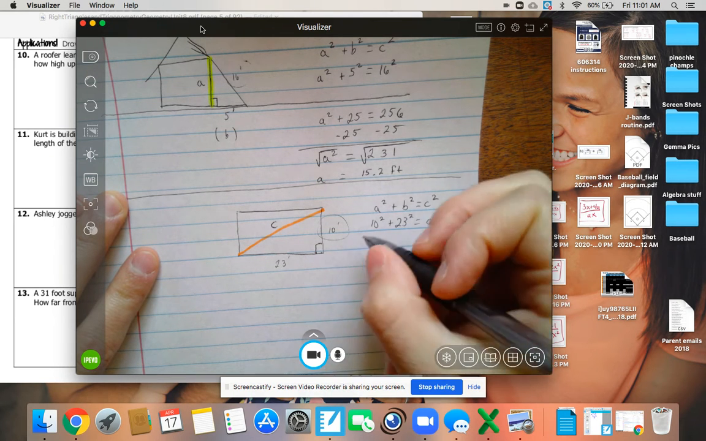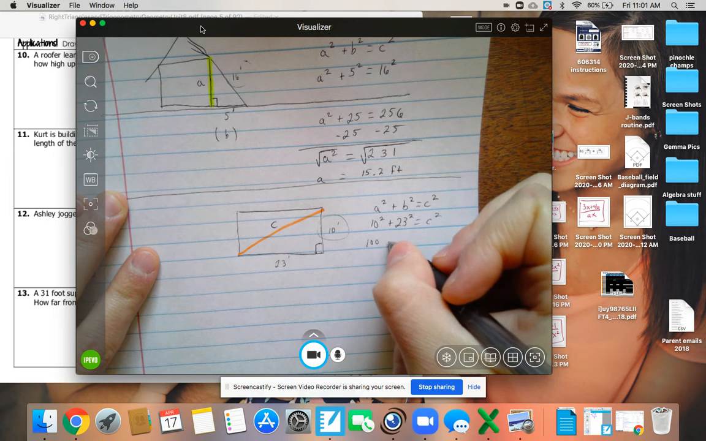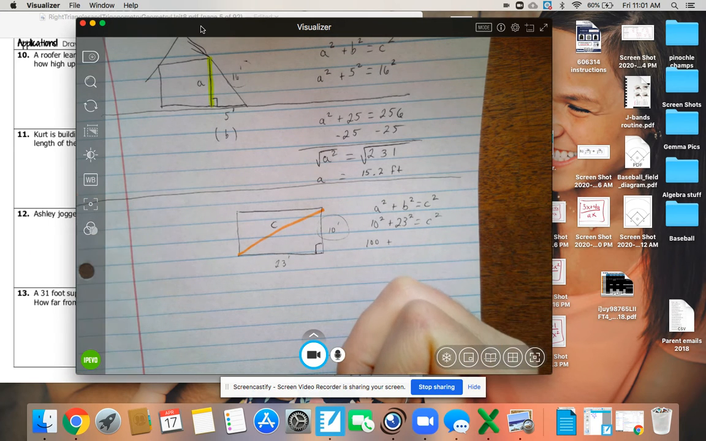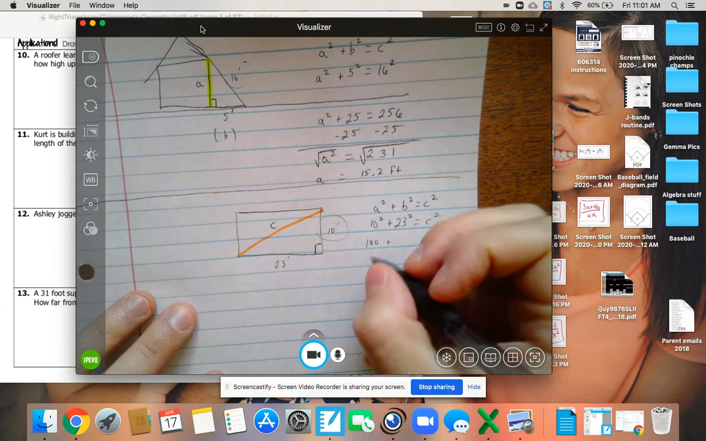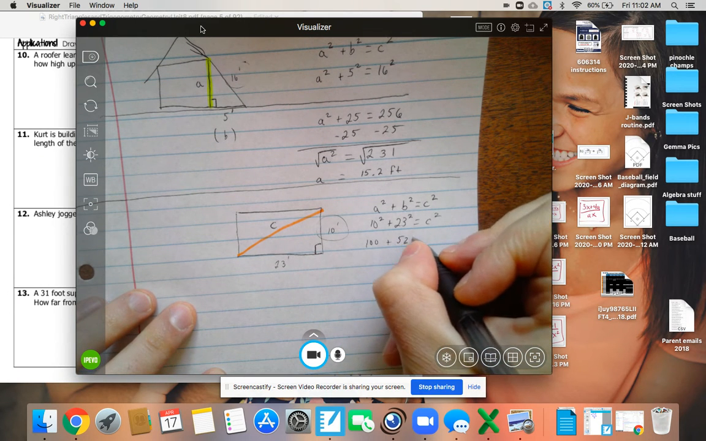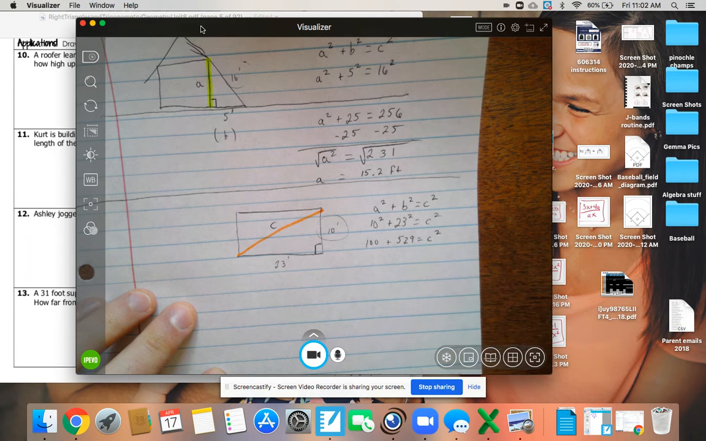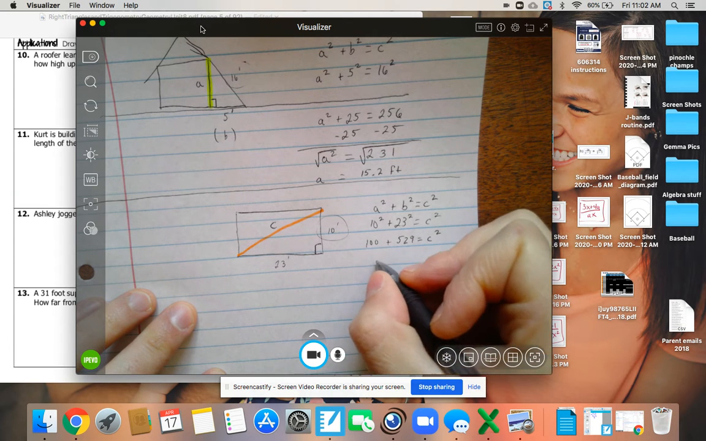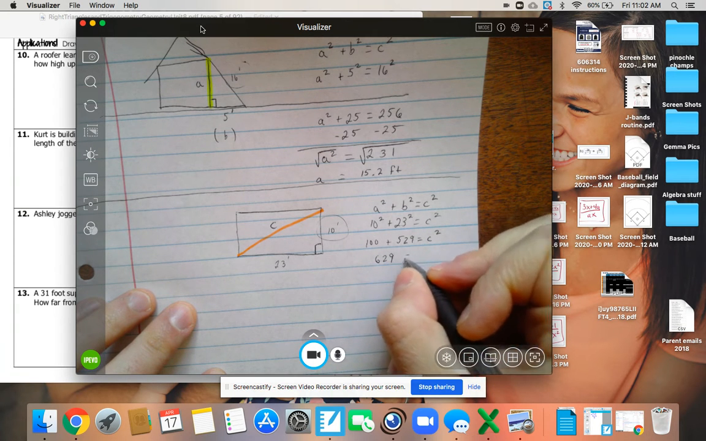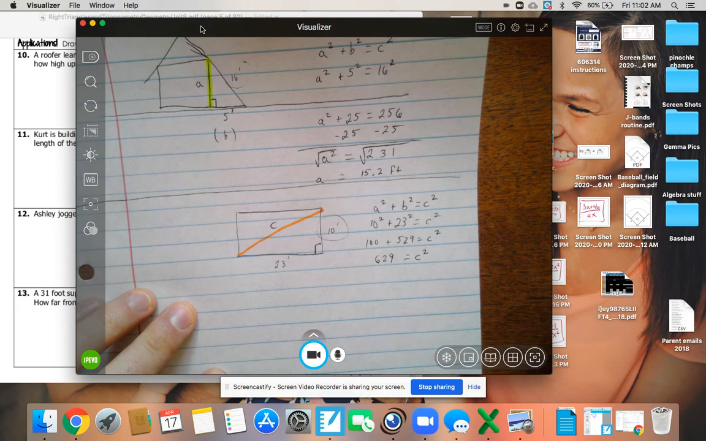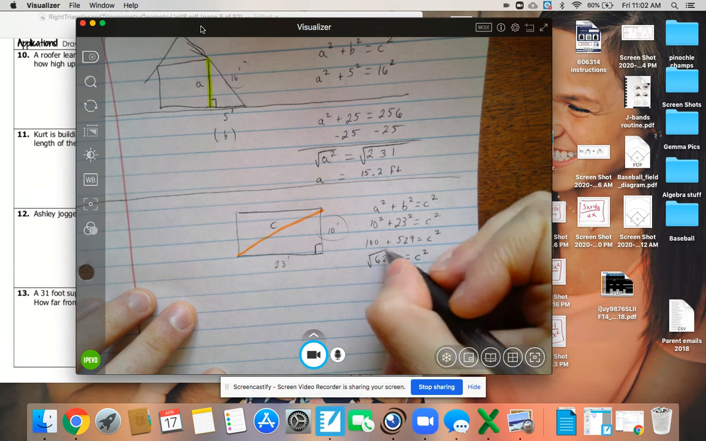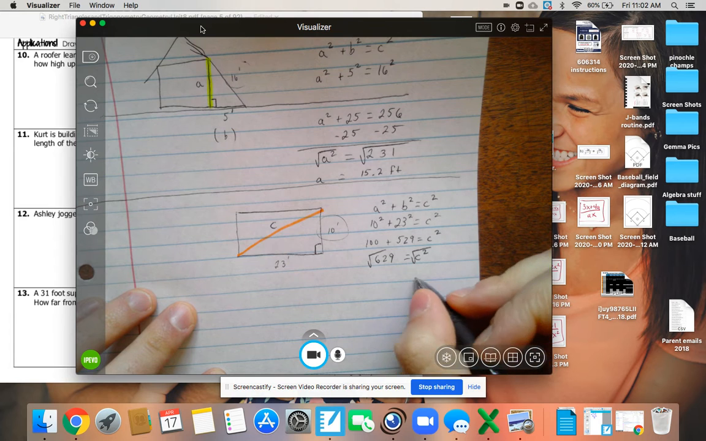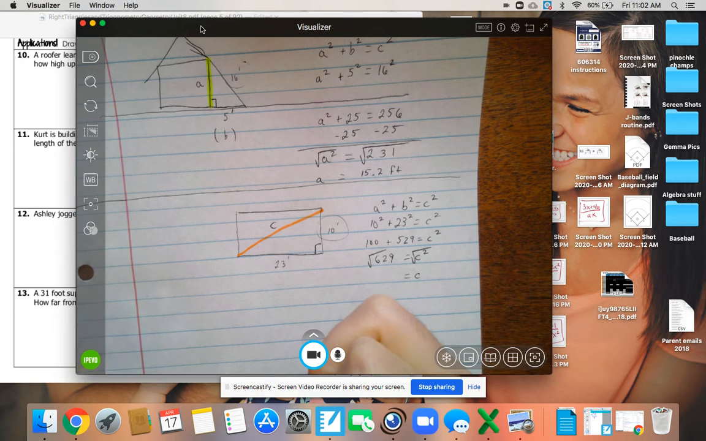Do the math with it. 10 squared is 100. 23 squared, don't have that one memorized. That's okay. 23 to the second power is 529 according to my calculator. Equals C squared. Add the two numbers together. That's 629 equals C squared. And to solve the problem, we take the square root of this side and the square root of that side. We get C is equal to the square root of 629.